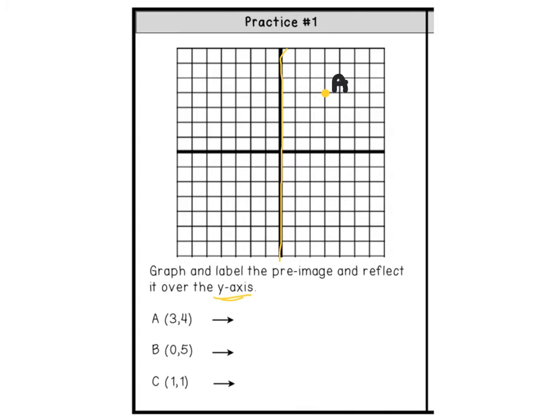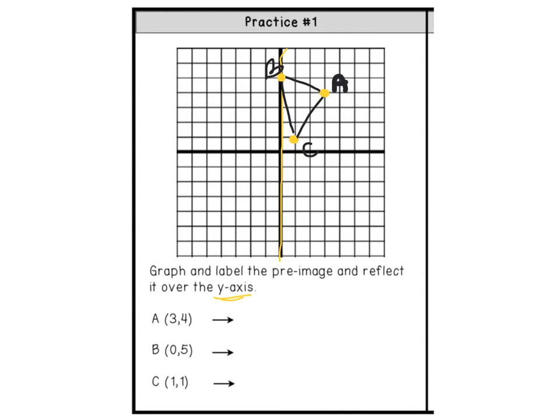Okay, and now we're going to go 0, 5, over 0, up 5. And we're going to mark it with a B. Okay, and C is 1, 1. Forward 1, up 1. So right there. And we're going to mark that with a C. And let's neatly connect. And we have 3 sides, so we have a triangle.